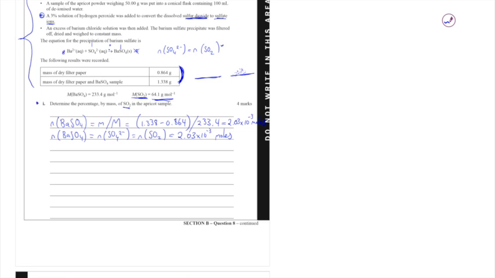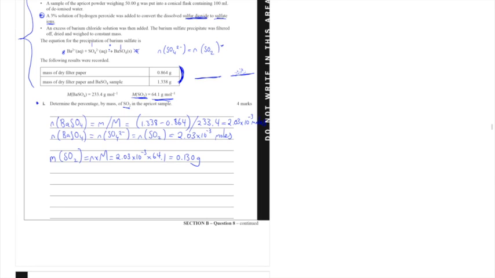And now I need a mass, because the question is asking for determine the percentage by mass. So my mass of SO2 is equal to moles times molar mass, which is my 2.03 by 10 to the minus 3 times 64.1, and that gives me a value of 0.130 grams. Notice I'm using 3 significant figures here. It doesn't actually matter until I get to the end that I use 3 significant figures, but I'm going to stick with that for now.